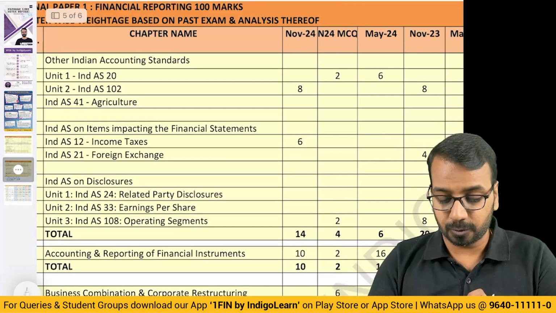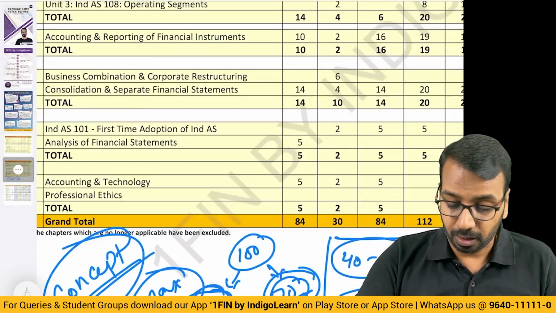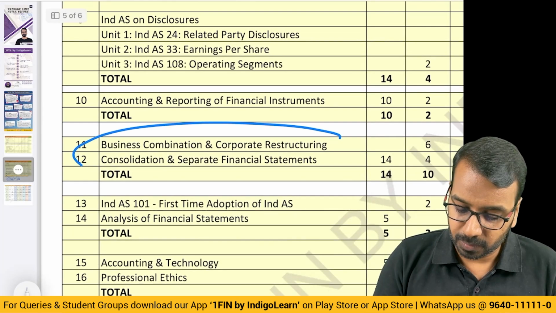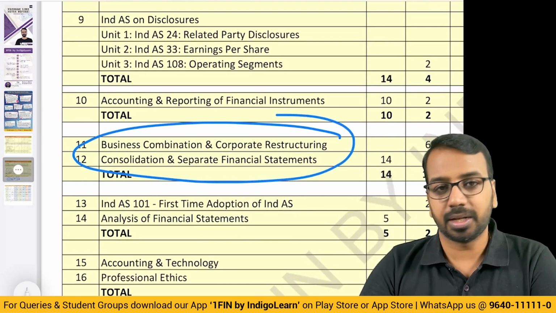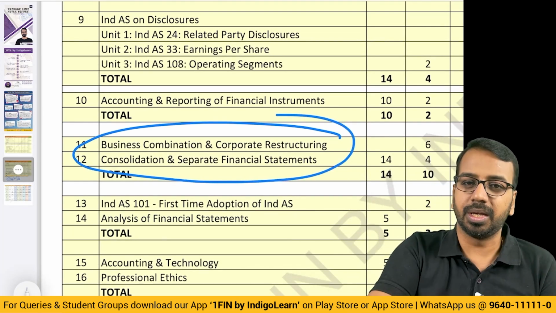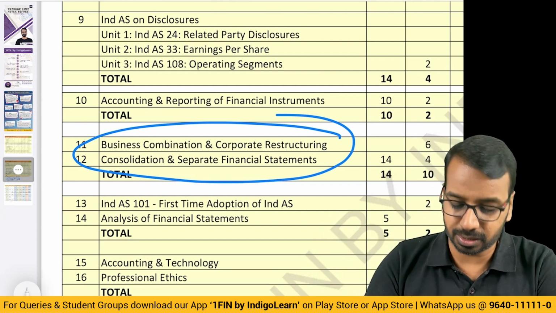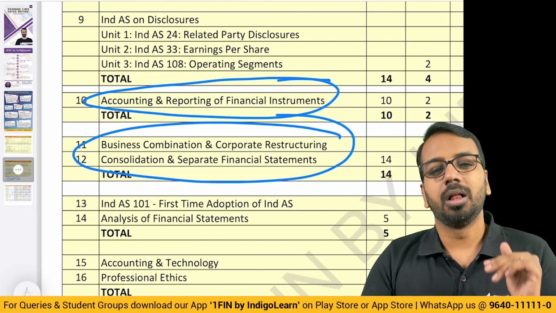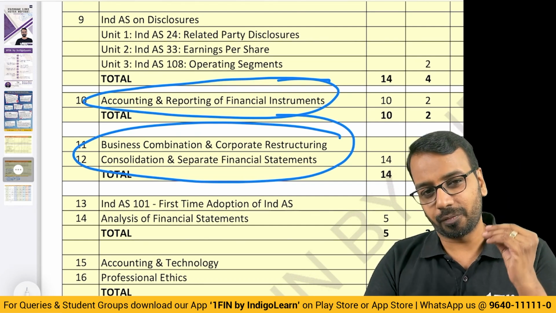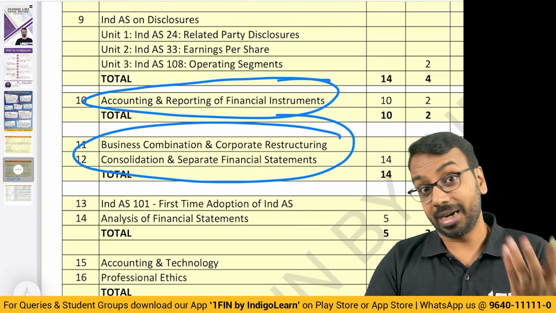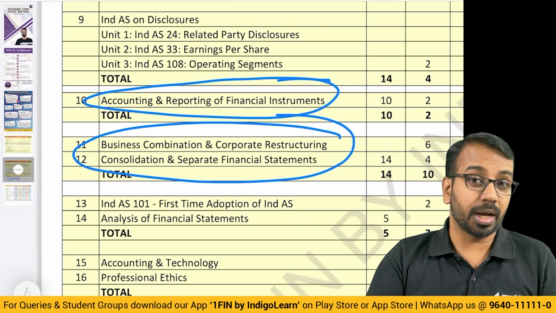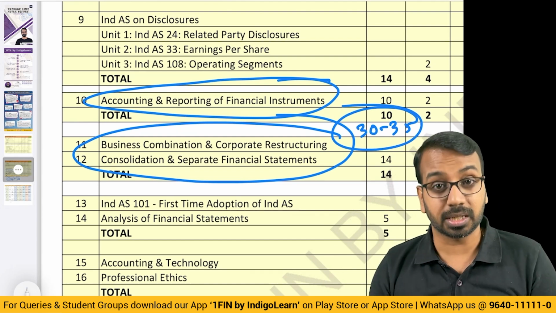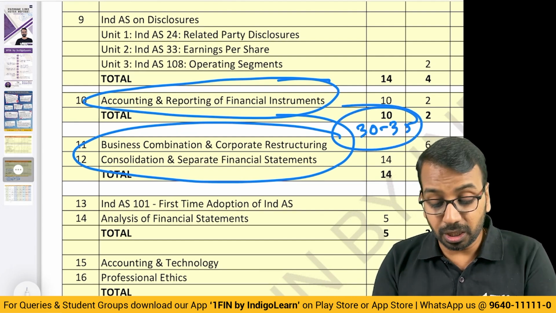Now coming to chapters, which chapters to focus on and how to do it. First and foremost, you should focus on business combination and consolidated financial statements. Of course, business combination forms the basis for consolidated financial statements, and the second one is financial instruments. These are the two chapters where we will obviously get one compulsory question in the examination, plus some questions in MCQ. These two chapters put together can easily account for 30 to 35 marks, in some cases even 40 marks, in your examination, right? So these two chapters cannot be ignored.